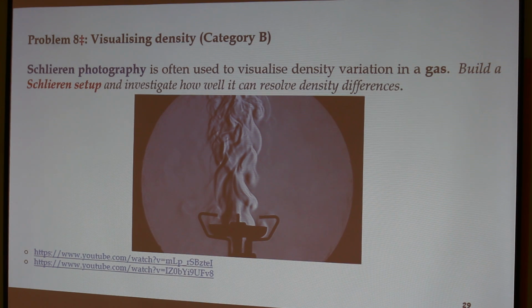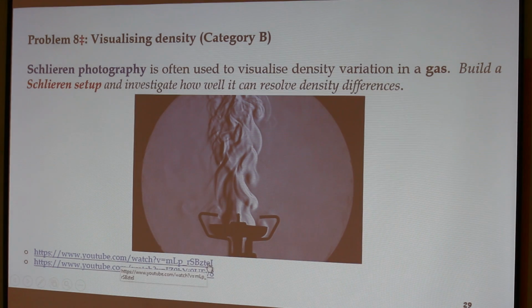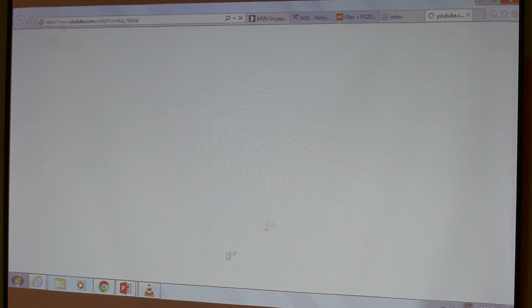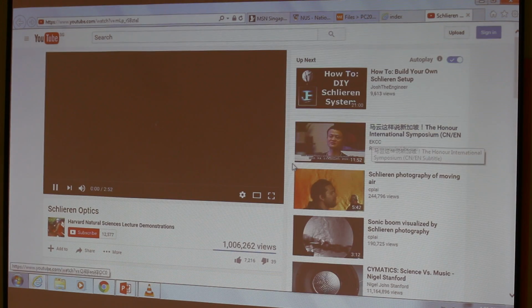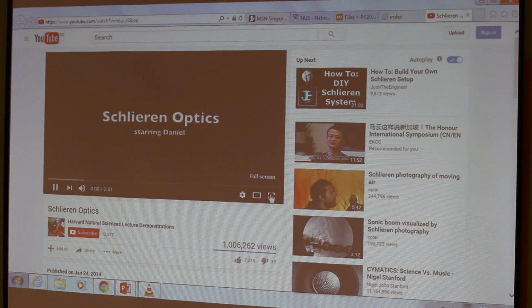Cat B problems, because I know Cat B, you are younger, more junior, so I put more interesting problems for you all. No partial differential equations. But if you like, you can have.